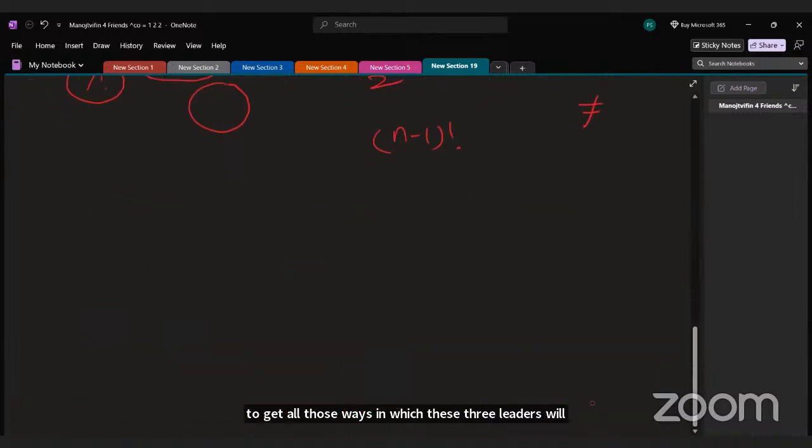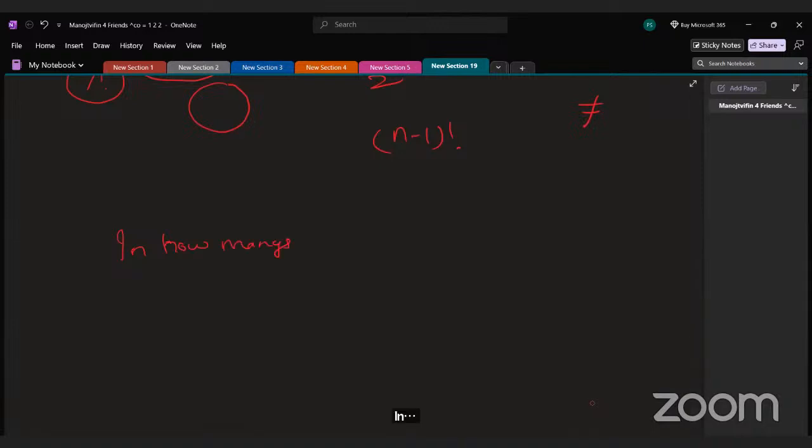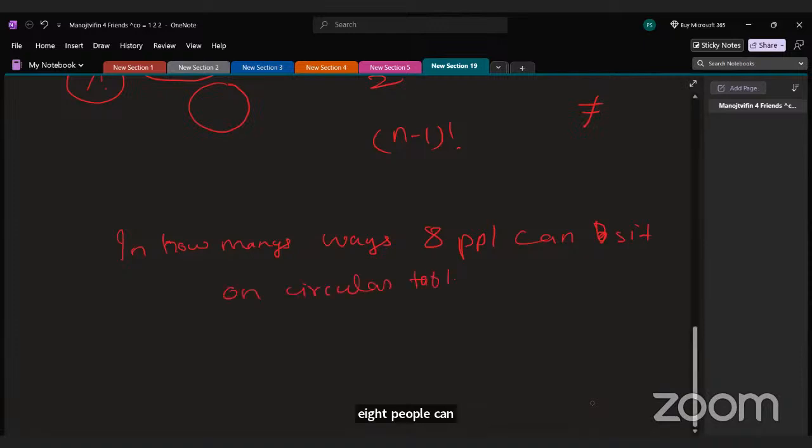If the question was like this, in how many ways can 8 people sit on a circular table, then it will be 7 factorial. Okay, sir, thank you. 8 minus 1, that will be 7 factorial.